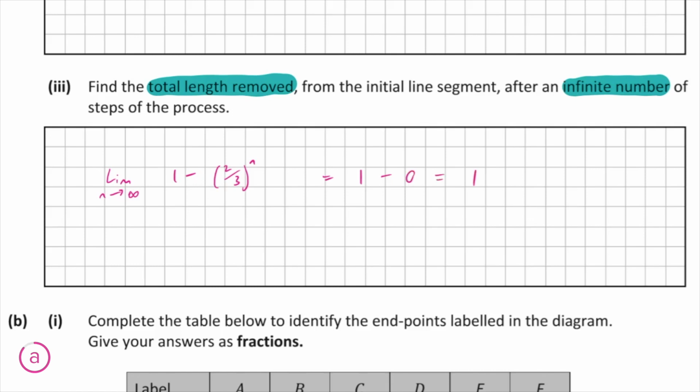And in case you didn't know or didn't notice, when you have anything to the power of n, so let's say x to the power of n, if x is greater than 1, then the limit of x to the n is going to be tending to infinity, because this is just an exponential function, and as we know, exponential functions just go up forever.